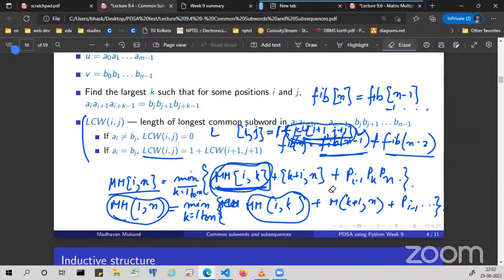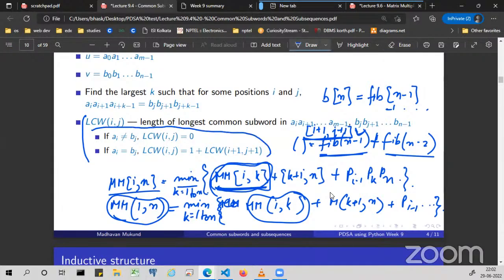First point is come up with a recursive solution. That is, recursive solution means come up with this expression. Right, this expression for long. I would come to the details of LCW, I'm not talking about LCW, I'm talking in general. You have to come up with this substructure property.